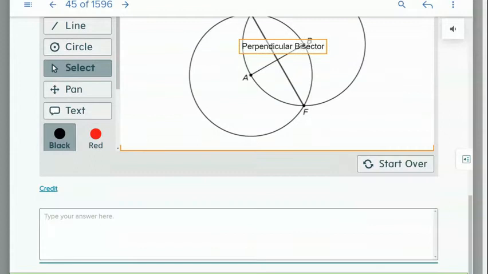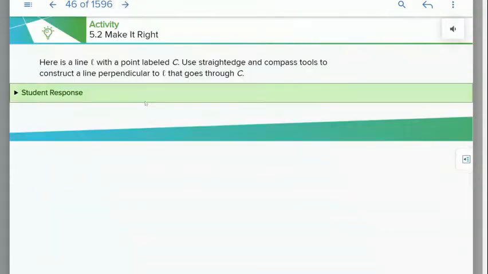All right, oh, and my dog goes crazy. All right, let's move on.